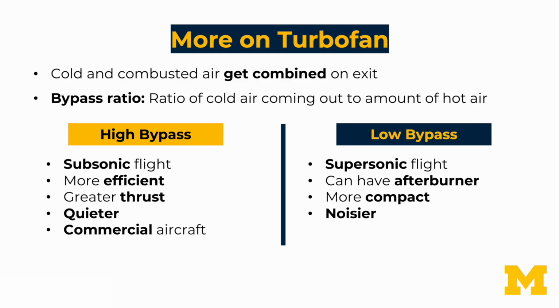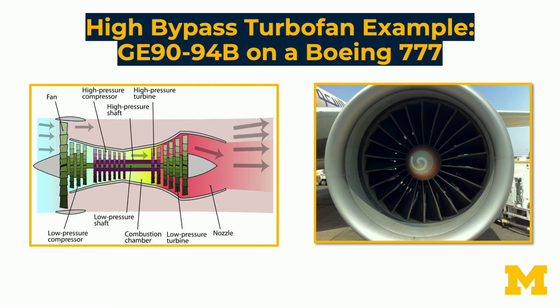And that is mostly used in military aircraft. An example of a high bypass turbofan is the GE 90-94B on a Boeing 777. Probably you have seen a jet engine, a commercial jet engine, which looks a lot like this.